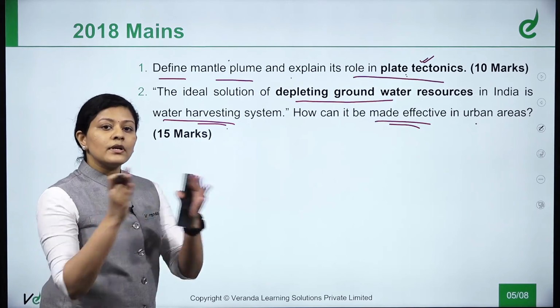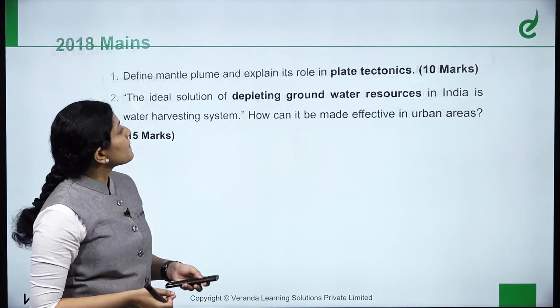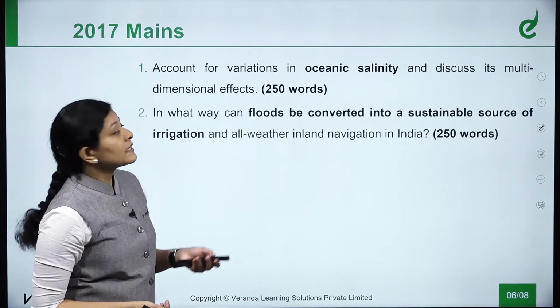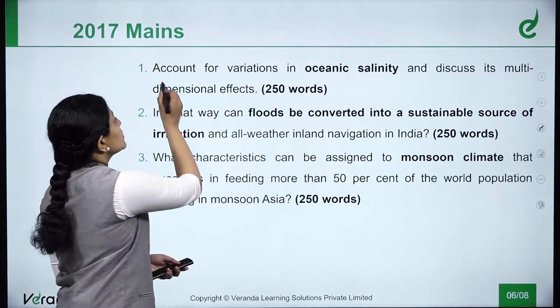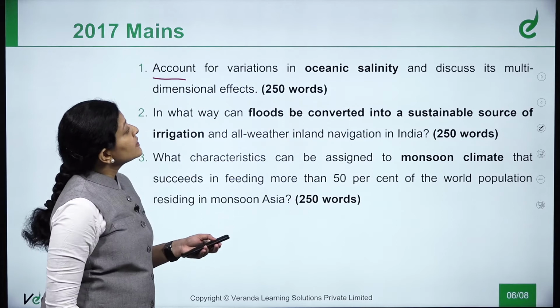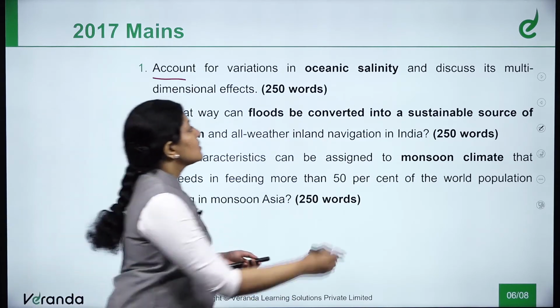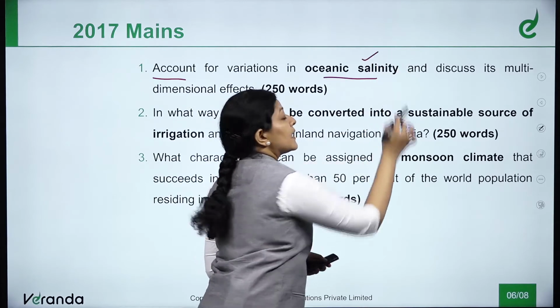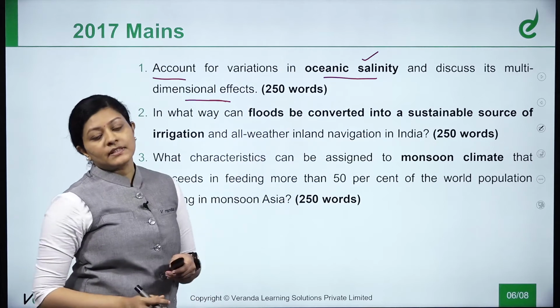Over practice you could align yourself to the particular keyword and revolve only around the answer. Next we shall see the questions of 2017 mains. Here they have asked you to account for variations in ocean salinity and discuss its multidimensional effects. So they have asked about the salinity of ocean and its effects that are multidimensional in nature.